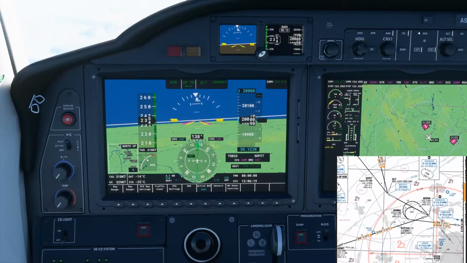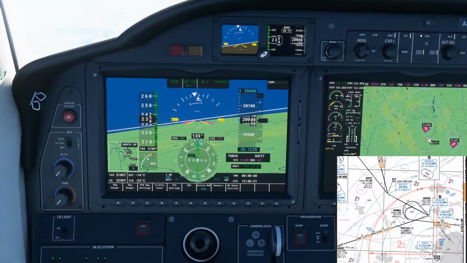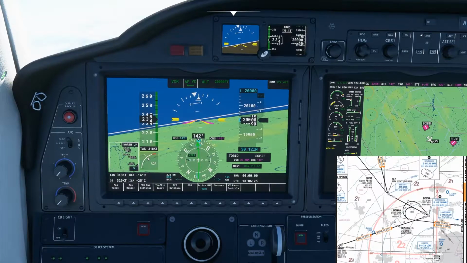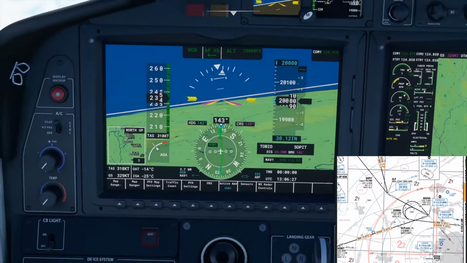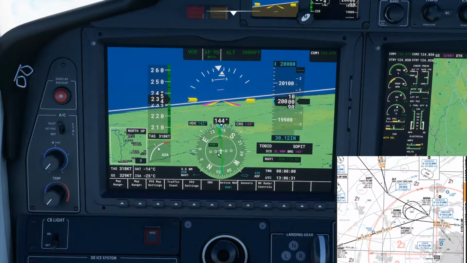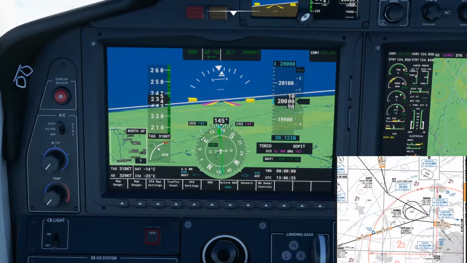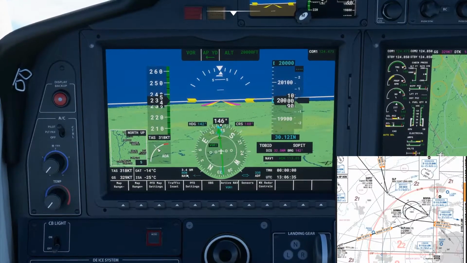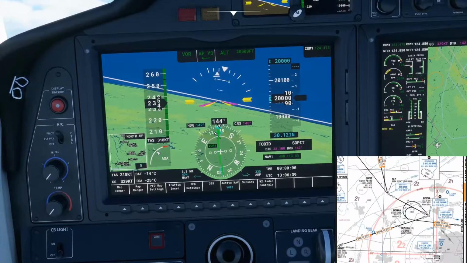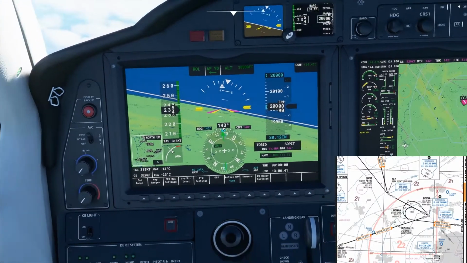You can see we're just going overhead Honley now. The autopilot is struggling a little bit to capture the inbound course, because we're basically straight overhead now, so it's wiggling its wings back and forwards a little bit. We're only 3.2 miles from Honley. It's trying to chase the needle a wee bit, so I'm going to just go heading select.